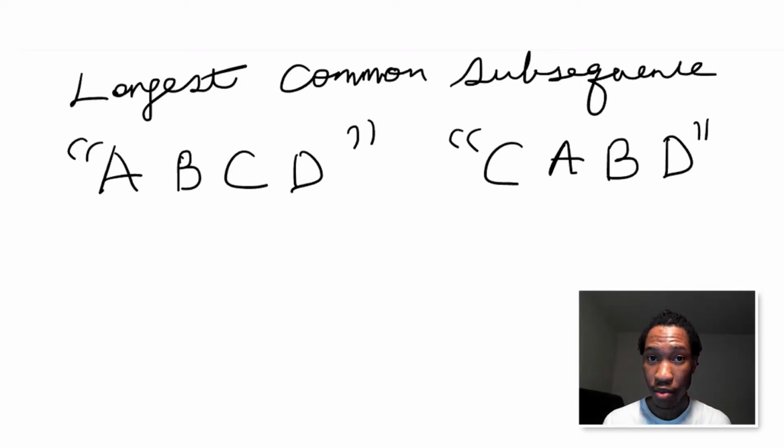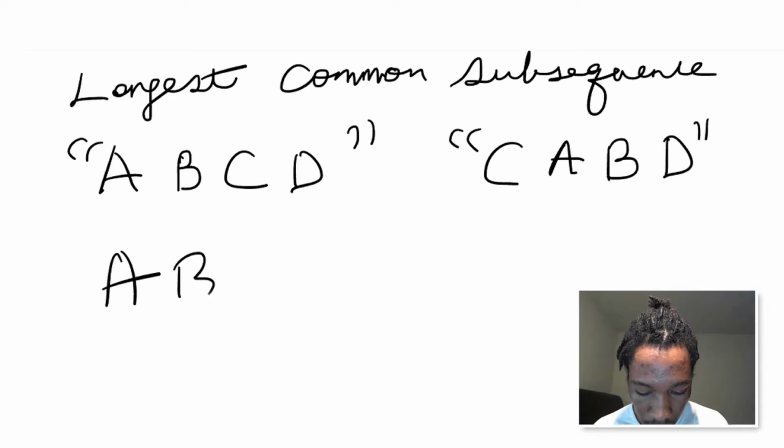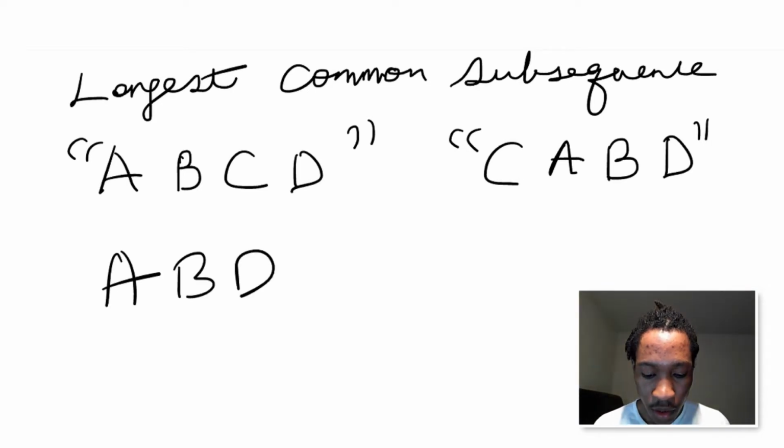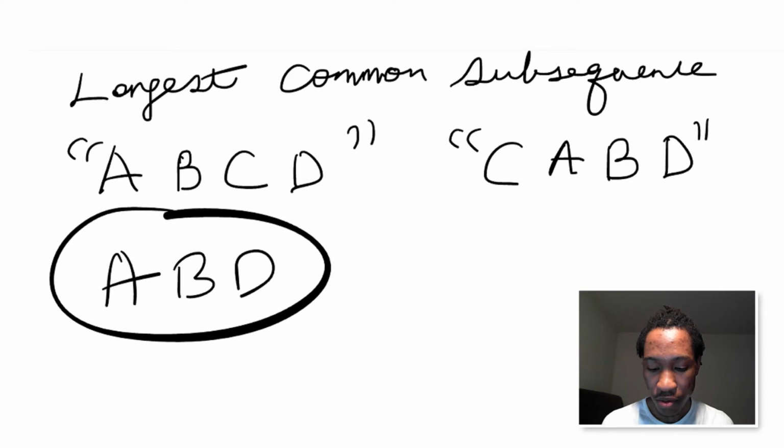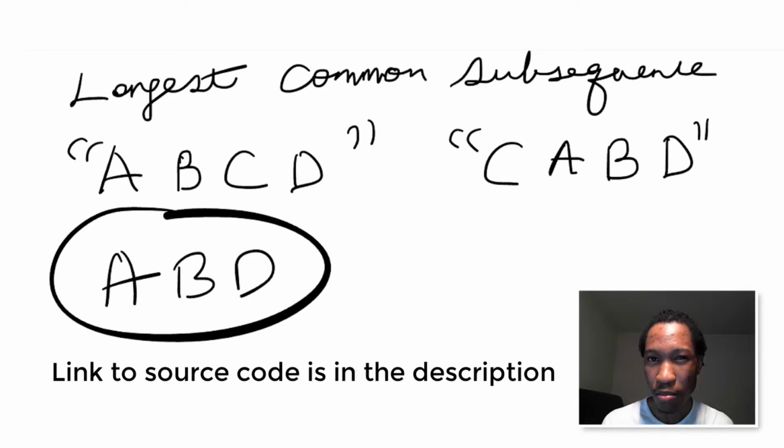For this example, the longest common subsequence between these two strings is going to be A, B, D. It's A, B, and D. We also have another subsequence, AB, but it's shorter than ABD, so we should return ABD. So how do we solve this question?